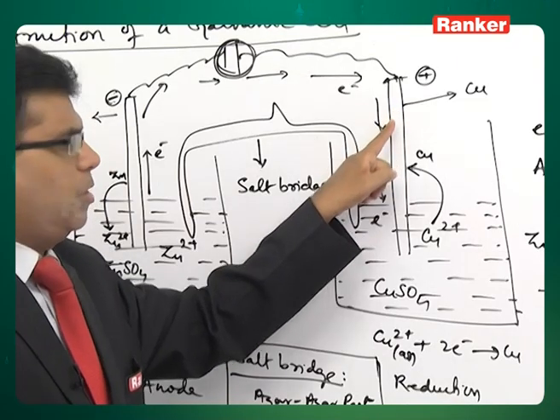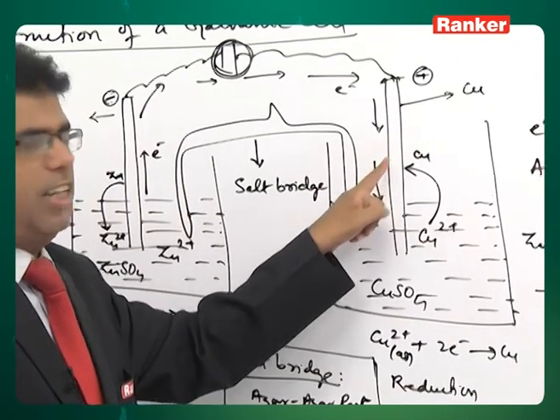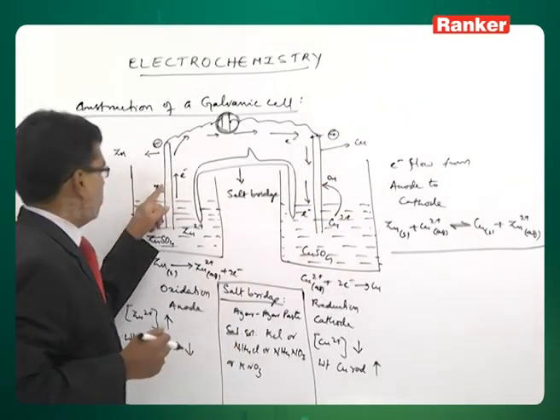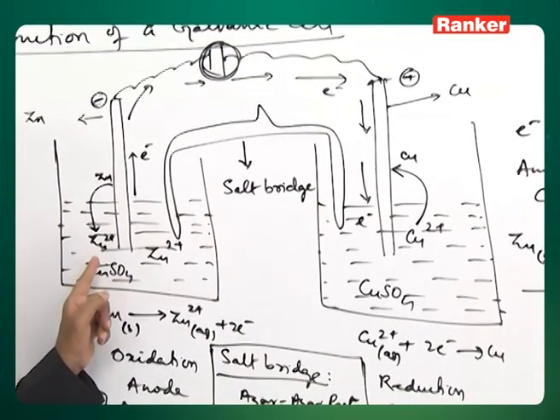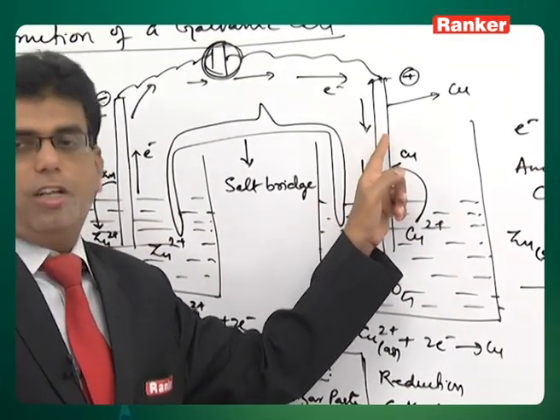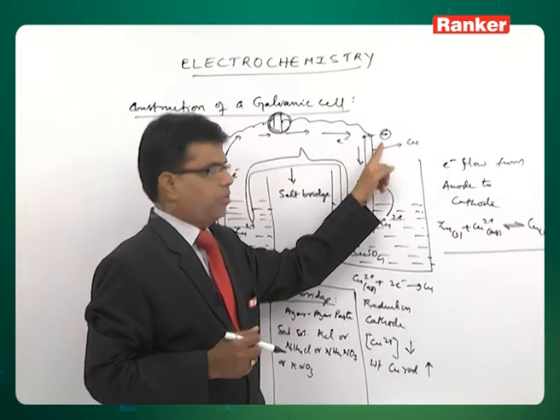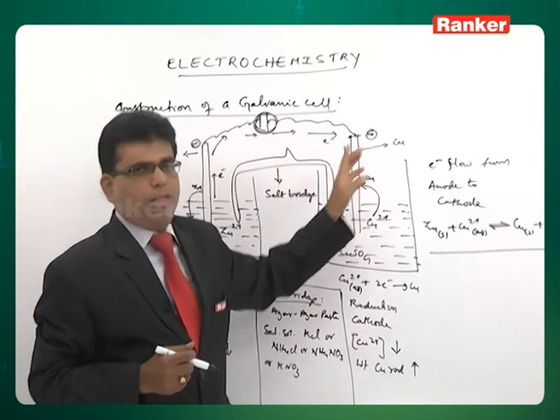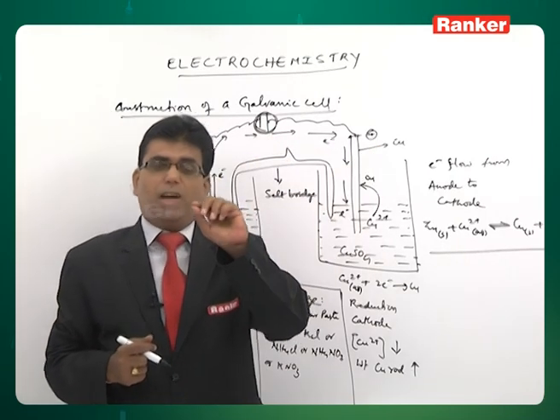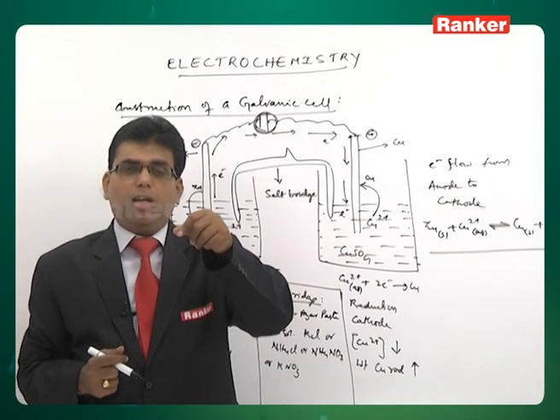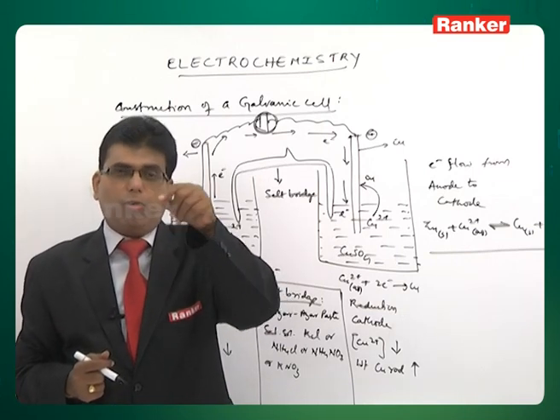Here the cathode is positively charged because cupric ions are getting deposited. Positive charge is getting deposited on the rod. Here positive charge is dissolving into the solution and here positive charge is depositing on the rod. So, the rod here will become positively charged. The sign convention for anode and cathode here, if you look at it, is exactly opposite to the sign conventions that we give for electrodes, anode and cathode, in the electrolytic cell.